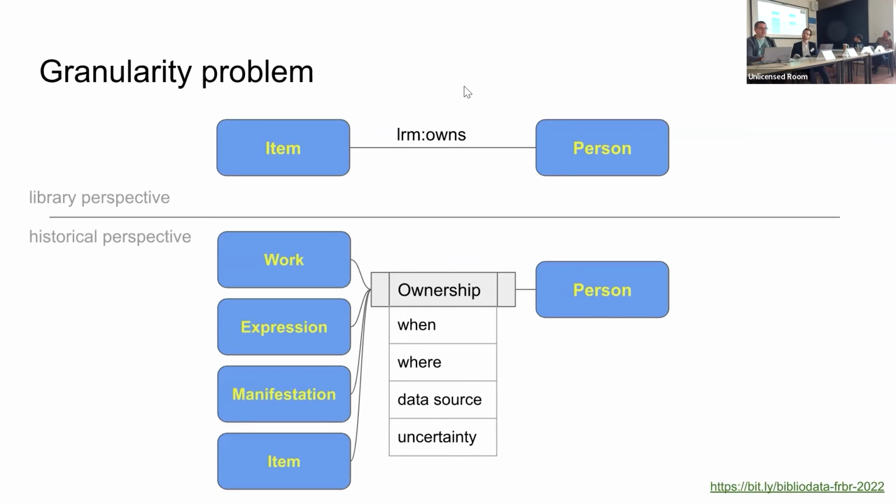From a library perspective, the concept of ownership just connects two things. From a historical perspective, ownership has other dimensions, like when it was owned, where it was owned, what are the data sources which prove this ownership, what is the certainty of this ownership. And also, we might have knowledge about the FRBR level of ownership.